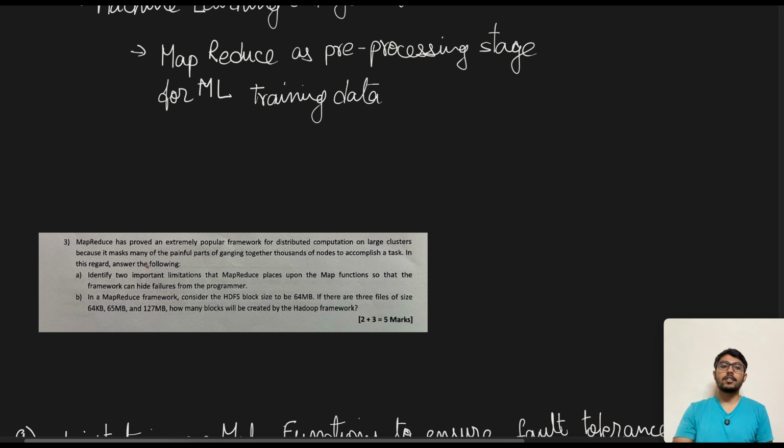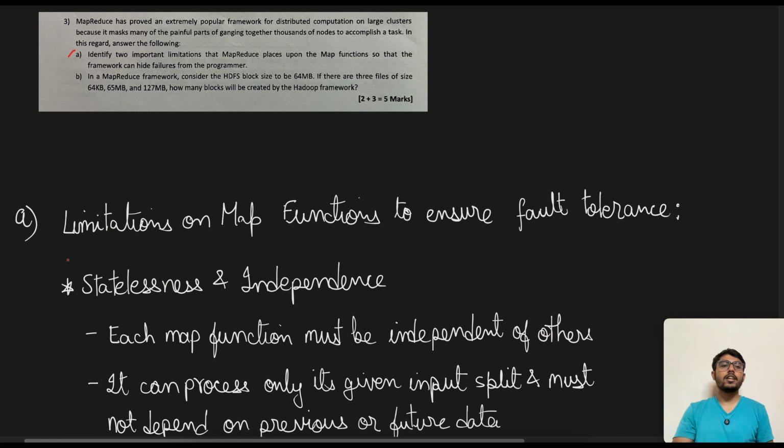In this regard, answer the following. First, identify two important limitations that MapReduce places upon map functions so that the framework can hide failures from the programmer. So, for that, first we come to this one, limitations on map functions to ensure fault tolerance.